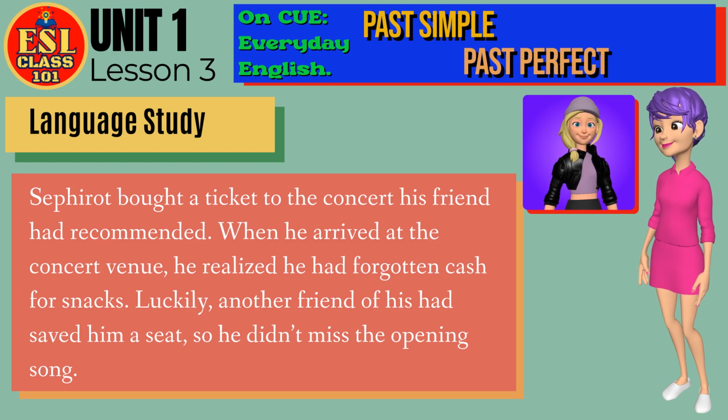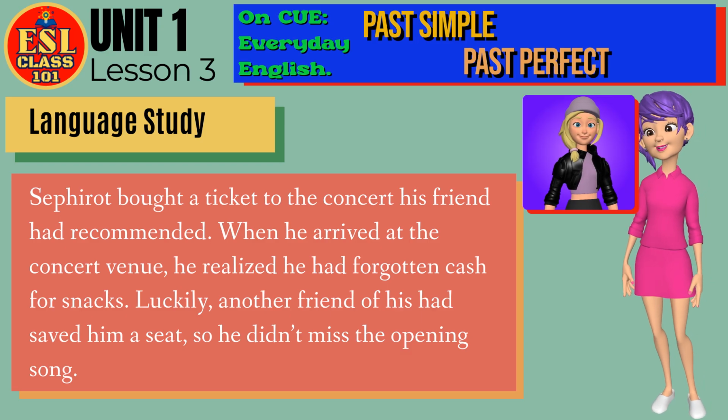The past perfect shows the action that was already complete before another event. The past simple shows the action that followed. This contrast helps us understand the sequence of events.